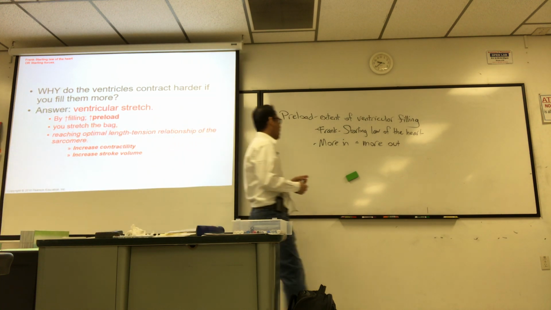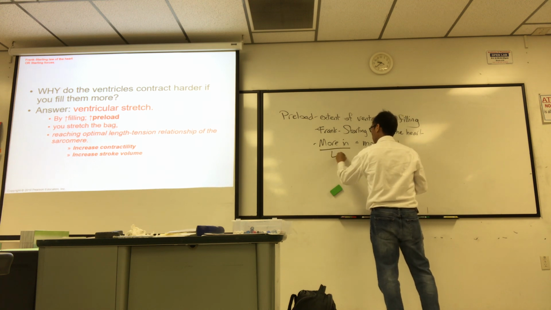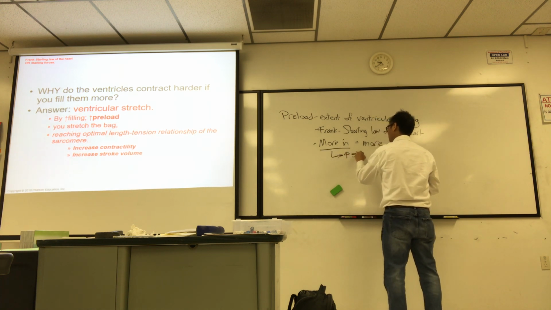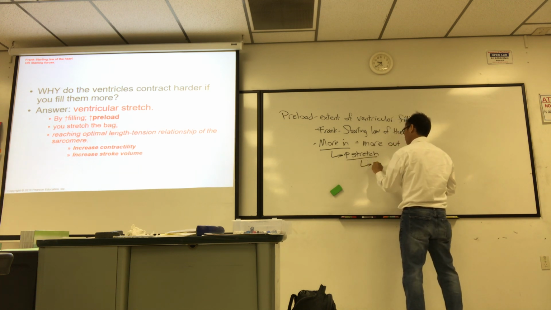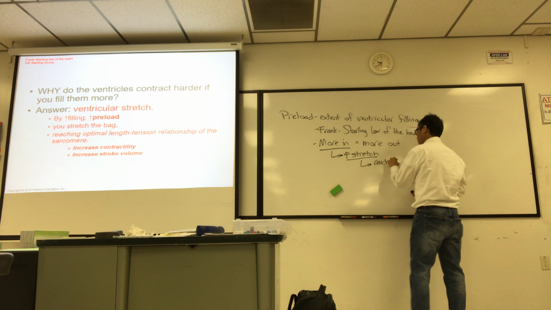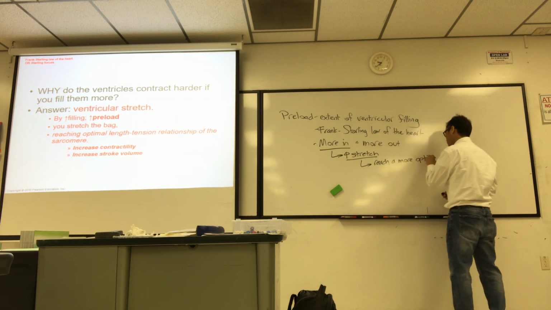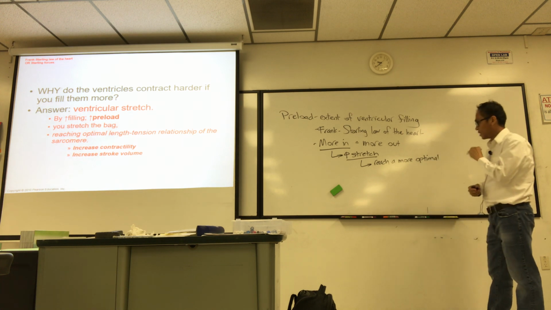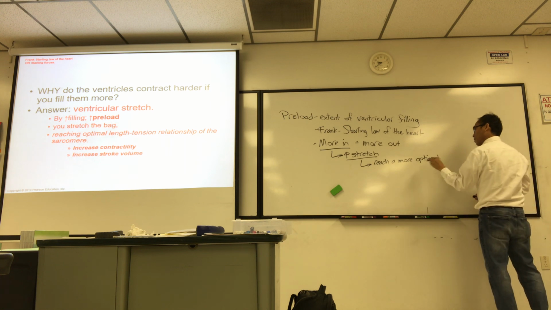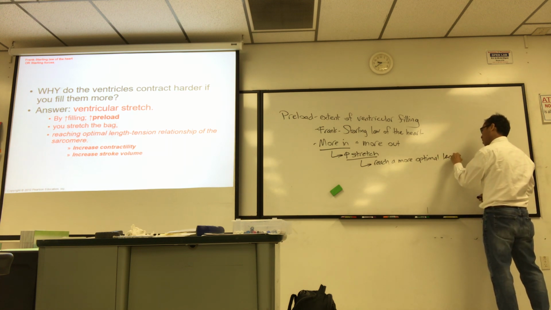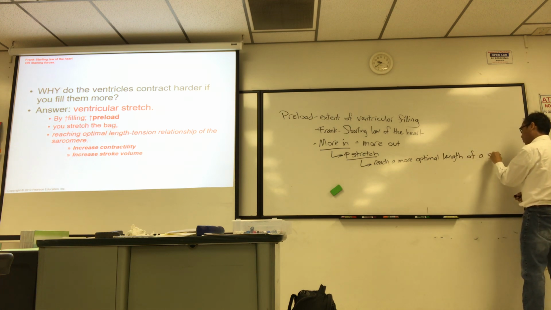The reason why you have more out when you have more in, because more in, increased stretch, and because of that, you reach a more optimal length-tension relationship at the sarcomere level. I'll just say reach a more optimal length of a sarcomere.